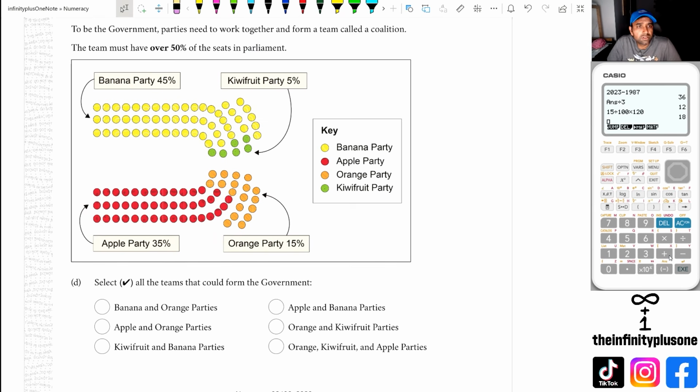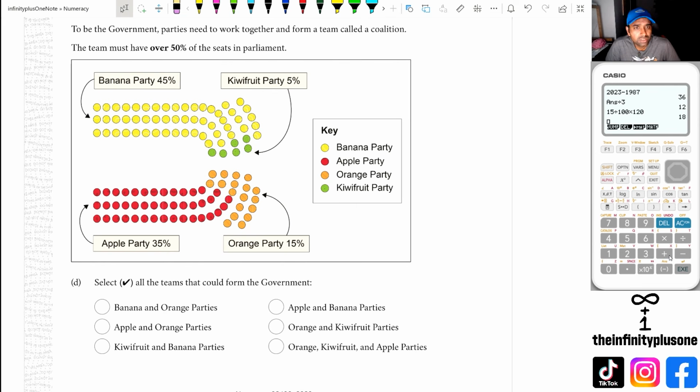Question D. To be the government, parties need to work together and form a team called coalition. Team must have over 50% of the seats in Parliament. Apple's at 35, Orange is at 15, Bananas at 45, and Kiwis at 5. Clearly a stalemate here at 50% each. Select all the teams that could form the government.